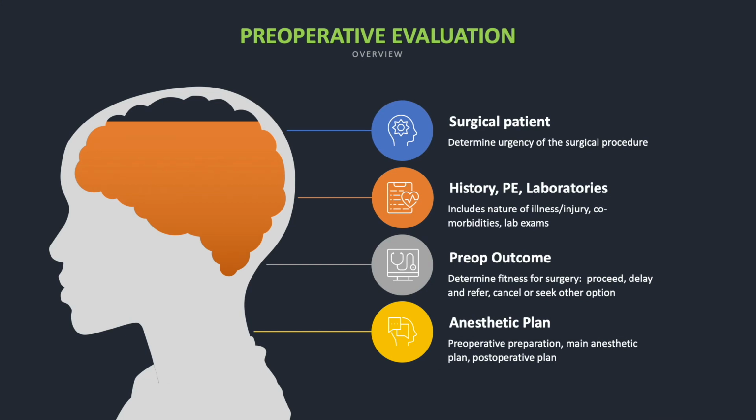This is an overview of the preoperative evaluation. We will talk about the surgical patient. We will define the urgency of the procedure. And then we'll talk about history, physical examination, and laboratories. And then we'll talk about preoperative outcome, or what we hope to achieve at the end of the pre-op visit. And then we will make an anesthetic plan.